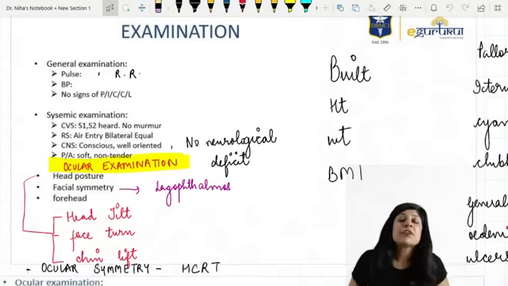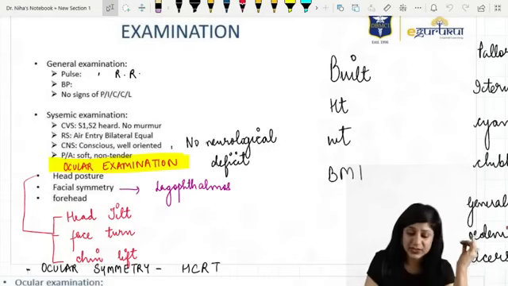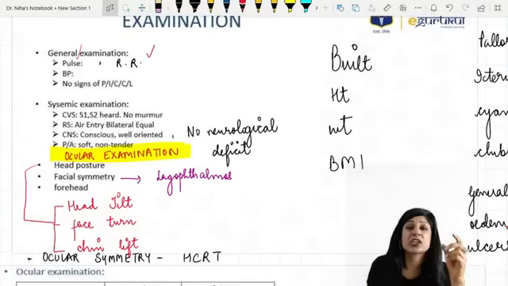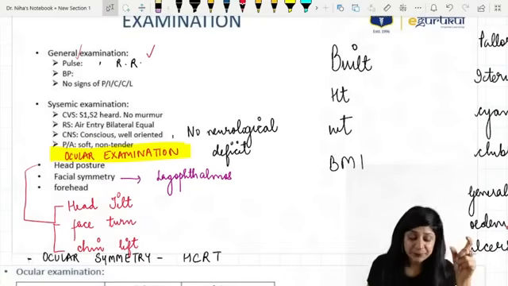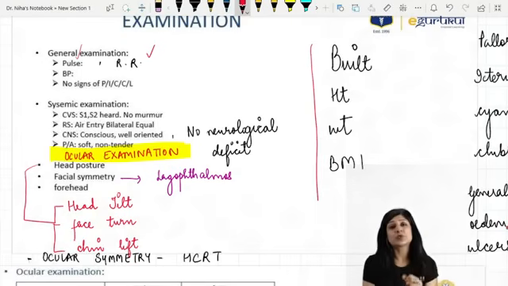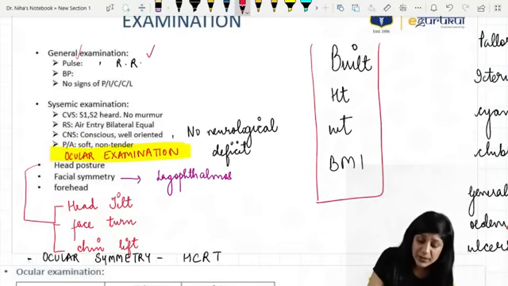All right. So we will first start with the general examination. If you go with the normal protocols of the general examination, that will be the same. We are going to take the pulse rate, and then we are also going with the respiratory rate. We are checking the blood pressure, and then we will look for so many things. What is the build of the patient? What is the height of the patient? What is the weight of the patient? And what is the BMI of the patient?